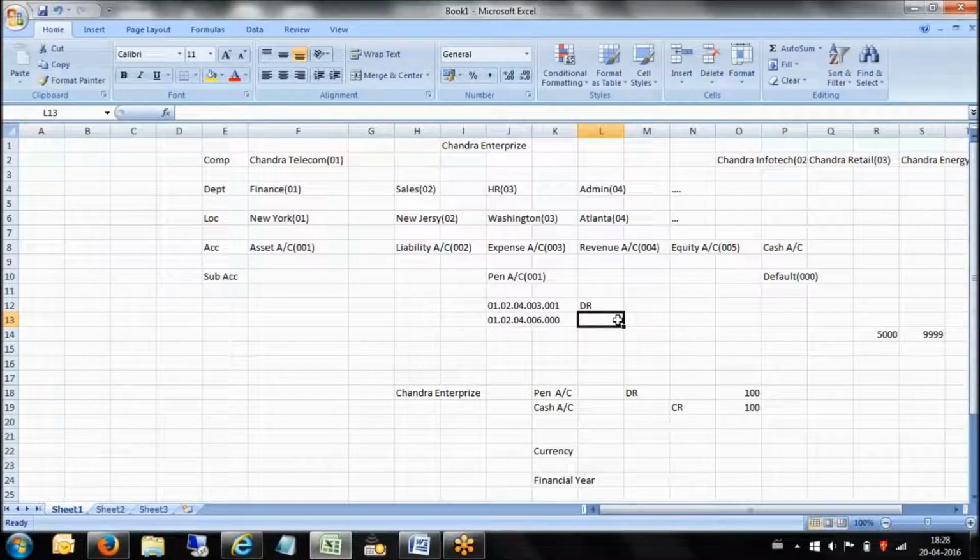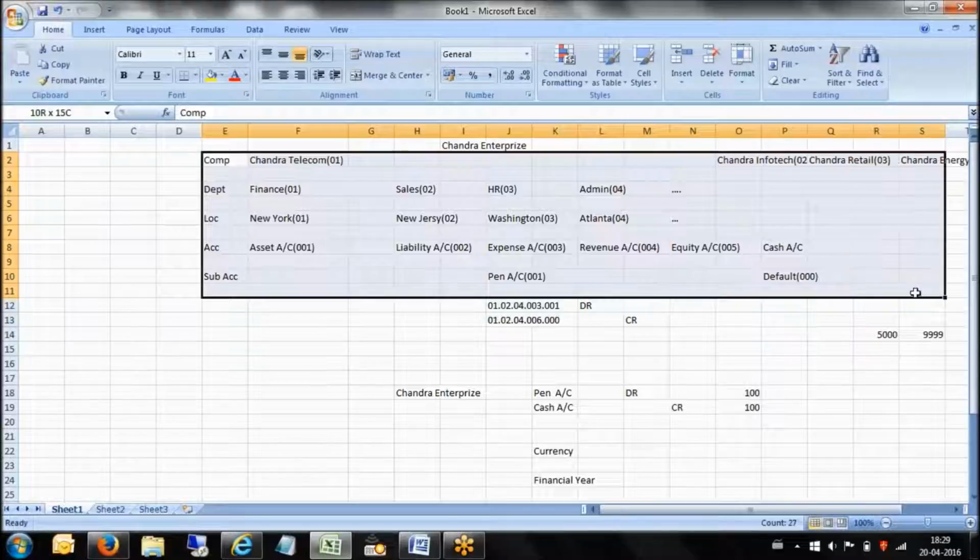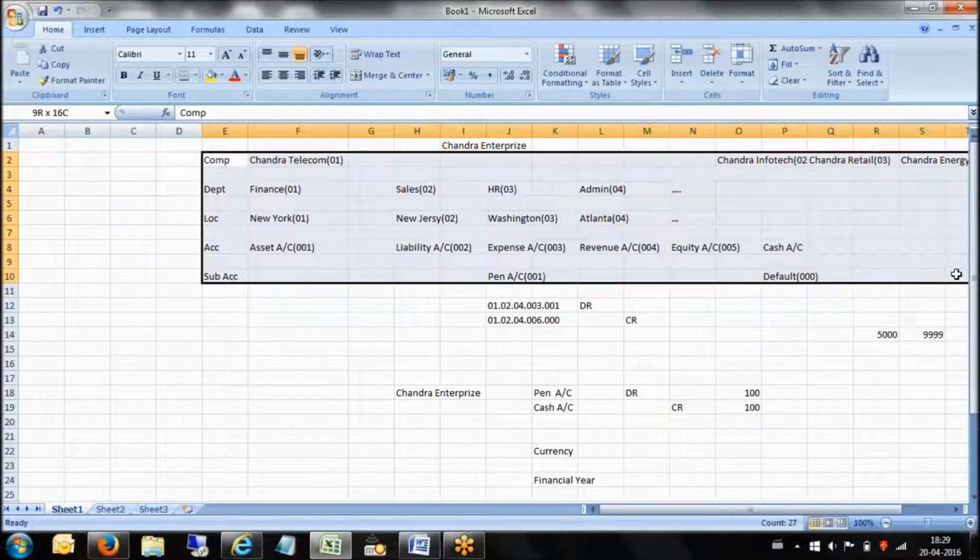Just to complete the combination, what we have done here is that we have defined one code with the name default. This will credit. This was the business requirement. This whole activity we have done for that.